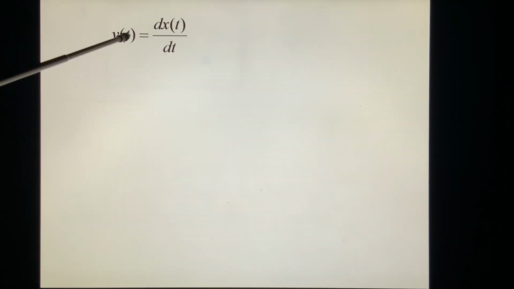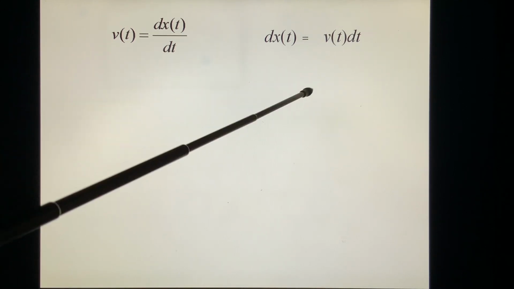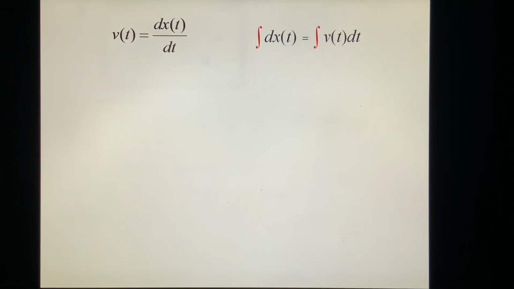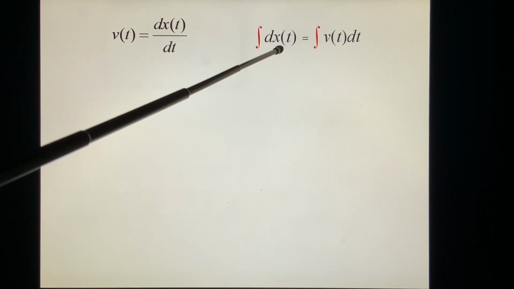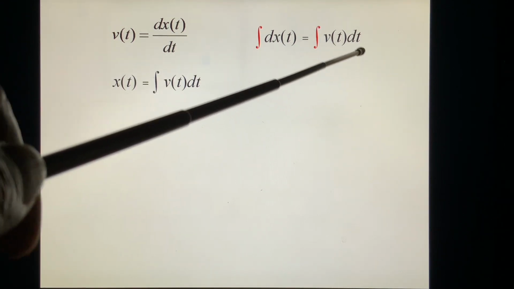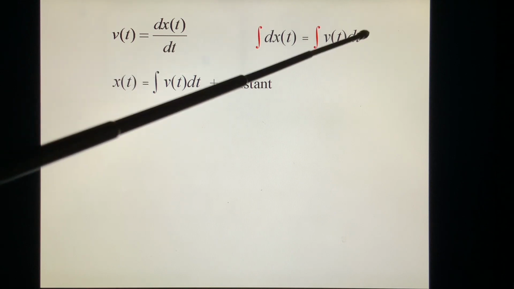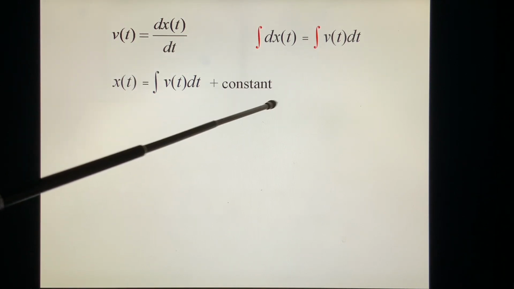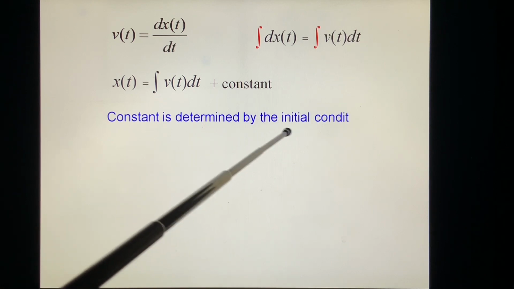So velocity equals dx/dt. dx equals v dt. We do the integration on both sides. Integration and differentiation cancel out. So we get x(t) equal to the integral of v(t) dt, which is the position, plus a constant from calculus. This constant defines the initial condition. The constant is determined by the initial condition.